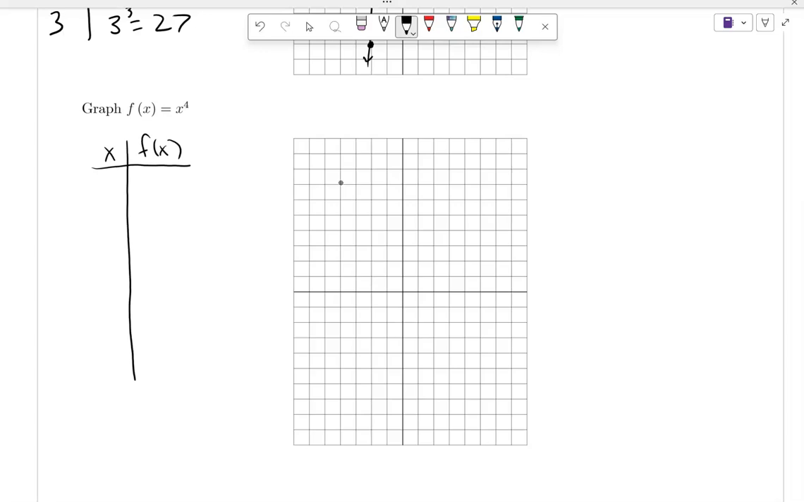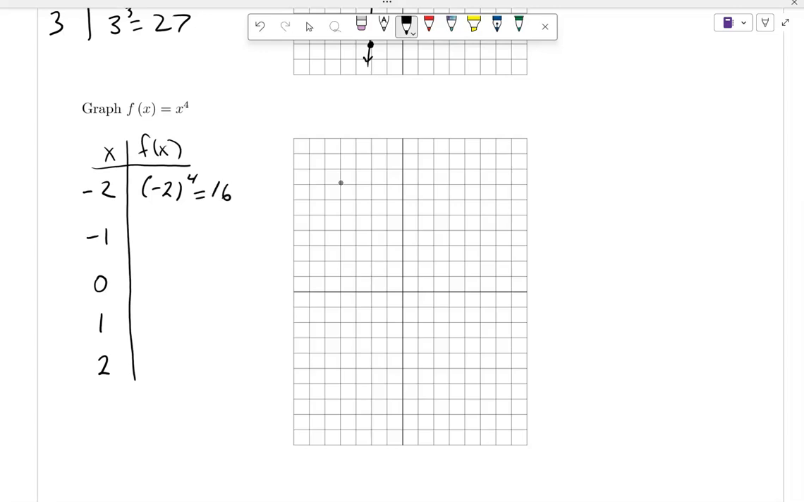Might change my scale a little bit just so we can get a few extra points on here. Notice I'm going to not do as many points this time. Let's just do -2, -1, 0, 1, and 2. What do you get when you take -2 and raise it to the 4th power? You get a positive 16, right?